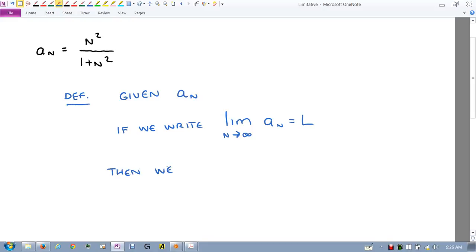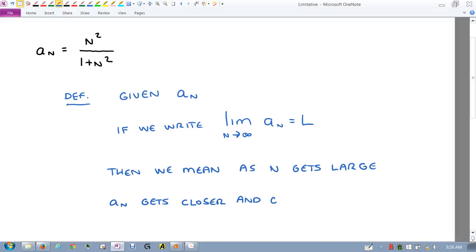we mean by this, as n gets large, a sub n gets closer and closer to L.